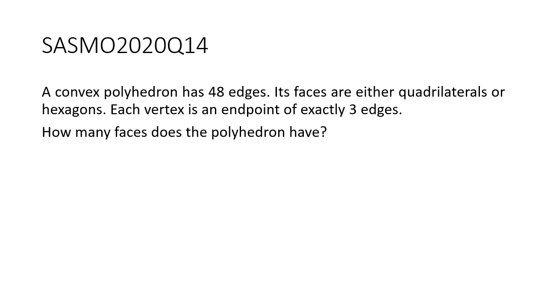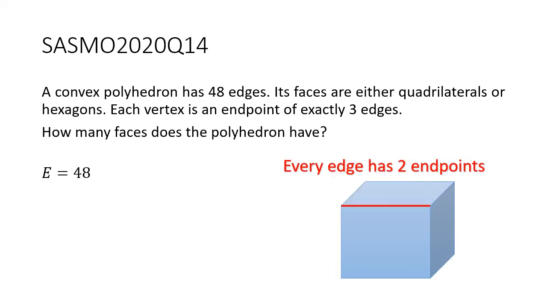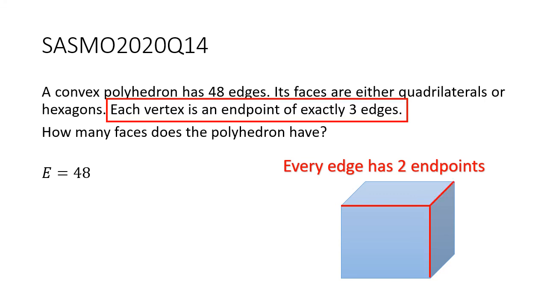So for this question, we'll need to use a formula called Euler's characteristic. So first thing we know is that this polyhedron has 48 edges. Now for any polyhedron, every edge would have 2 endpoints, and each endpoint will be a vertex. But each vertex in this question has 3 edges. So we can calculate the number of vertices. That will be the number of edges times 2 and divided by 3. So a total of 32 vertices in this polyhedron.